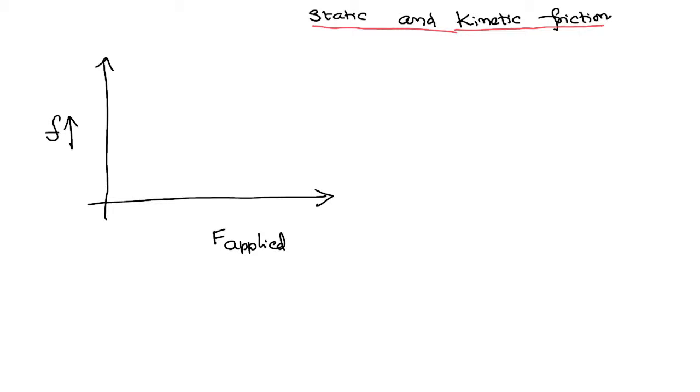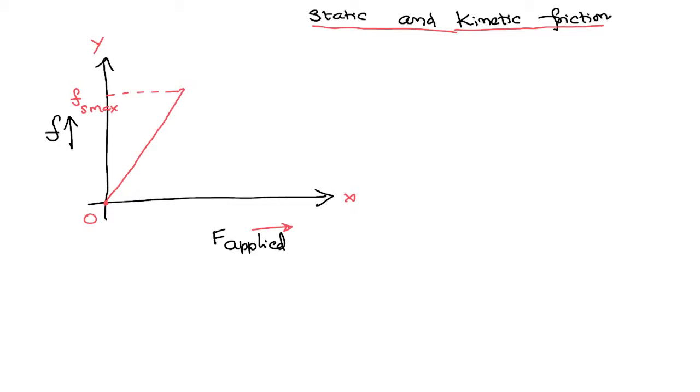Let us try to draw a small graph taking the force that we are applying on the x-axis and how much friction is developed on the y-axis. As we said in the previous post, static frictional force is a self-adjusting force. That means if you have not applied any force, frictional force also becomes 0. If you increase the applied force, the frictional force will keep on increasing, and at a certain stage that will reach its maximum. That maximum frictional force is called limiting frictional force or maximum static frictional force.